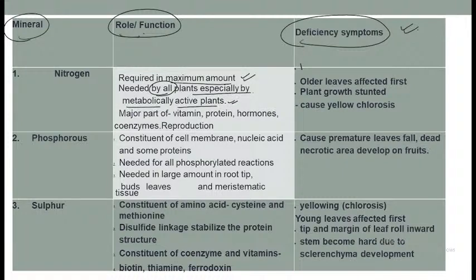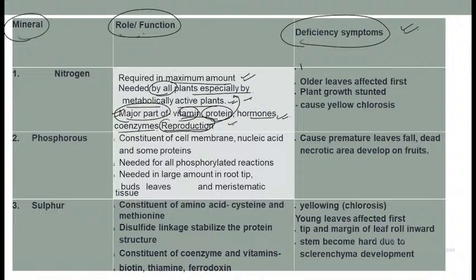What are metabolically active plants? Those plants that are in their exponential growth phase first, second, they might be reproducing, third, they might be flowering. Nitrogen is the major part of vitamins, then you have proteins, then you have hormones, then you have coenzymes. Okay, reproduction.